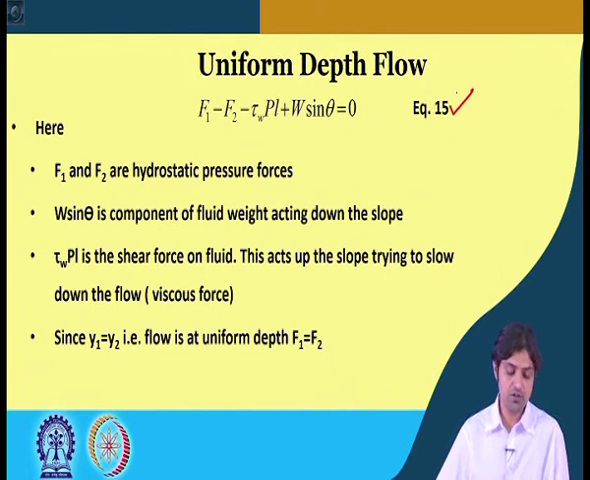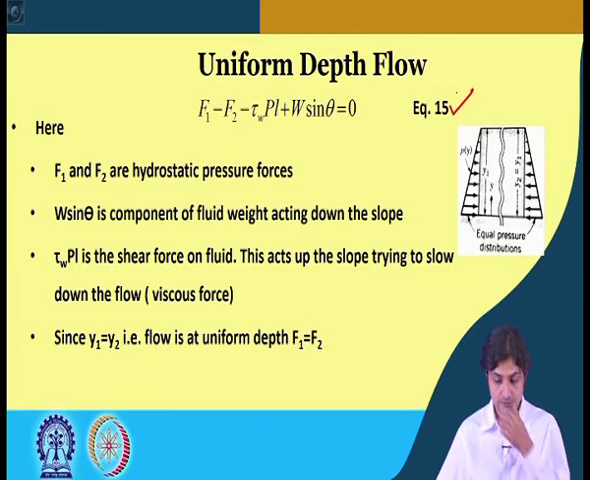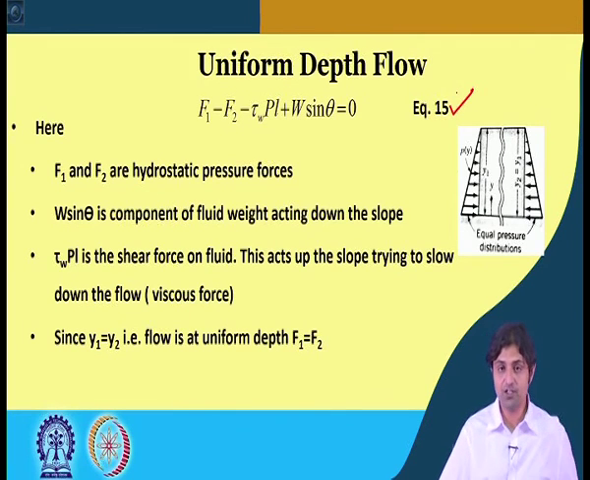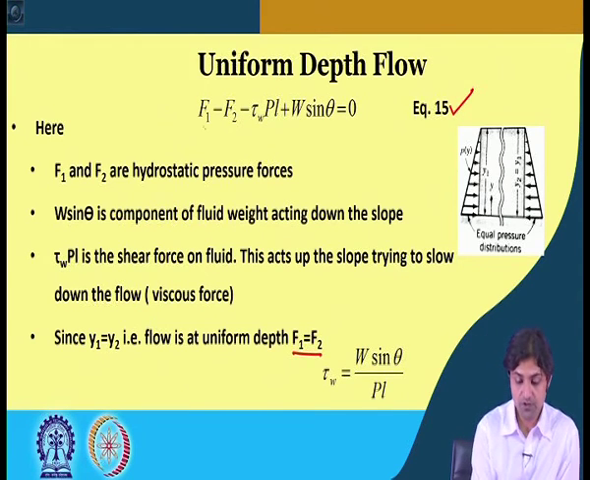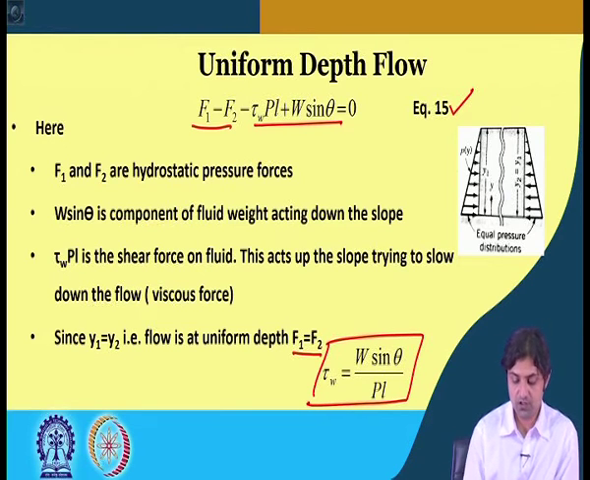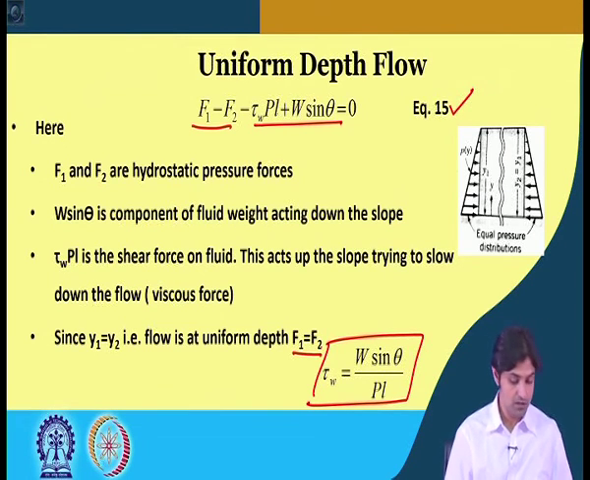Since y1 is equal to y2, flow is at uniform depth, right. So, that means at uniform depth, F1 is equal to F2. If y1 is equal to y2, F1 is equal to F2, correct? True. So, if F1 is equal to F2, this gets cancelled out. So, tau W P L will be W sin theta, correct? So, tau W can be written as W sin theta by P into L.